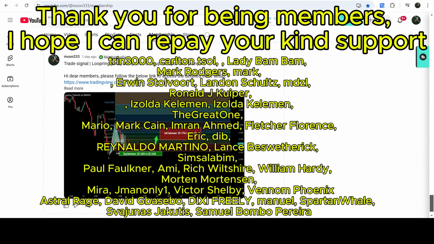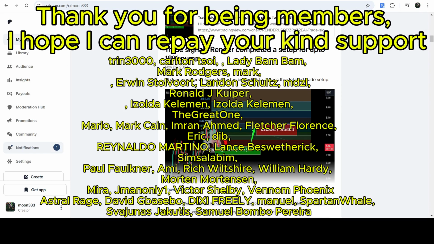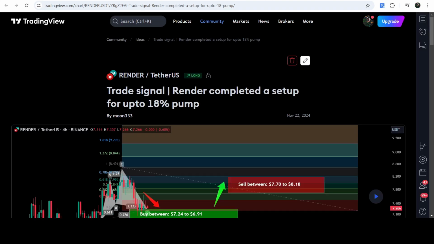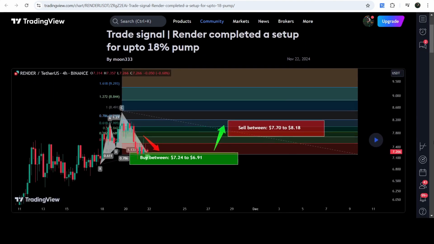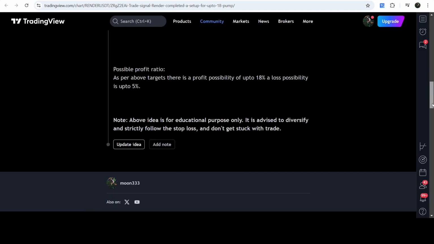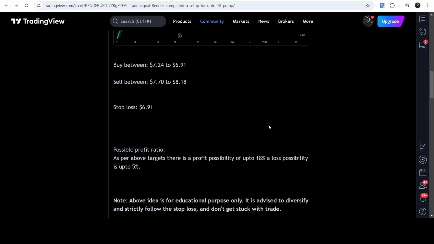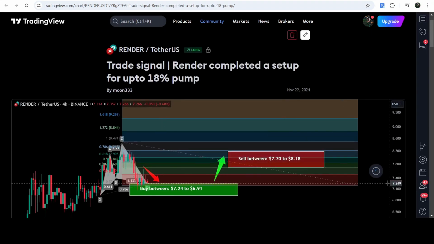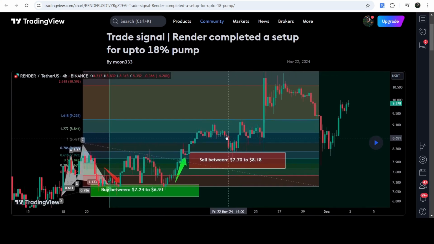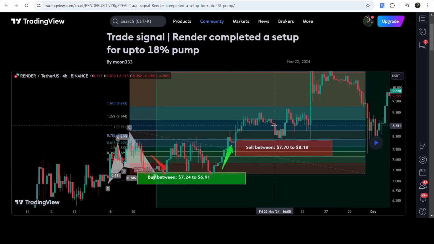So let's start the analysis. And first of all, let me begin with my most recent trade signal for Render that I shared on 22nd of November 2024 with my members. And that was a harmonic bullish Reverse Cipher pattern that Render formed on a 4 hour time frame chart with the US dollar pair. And this was a complete trade setup: buying zone, sell target zone, and the stop loss. And now if I play this chart, then you can see that the price then started a very nice reversal from this buying zone and rallied beyond the sell target. And this was almost 70% pump only on this 4 hour time frame chart.